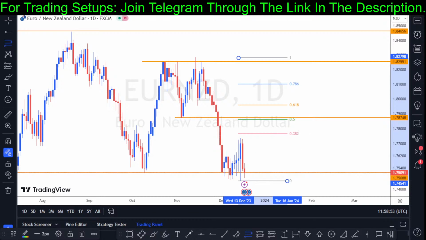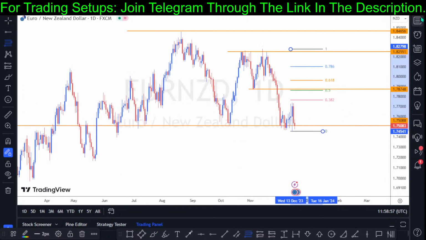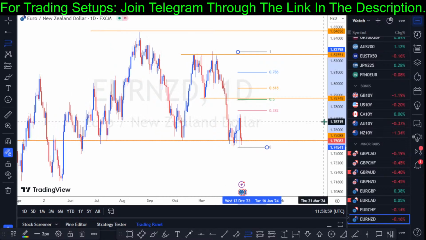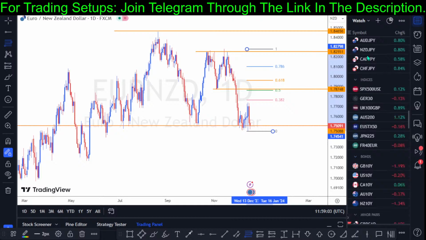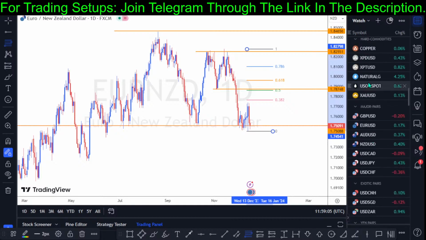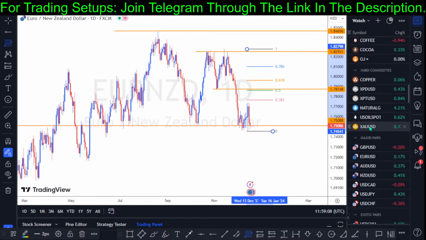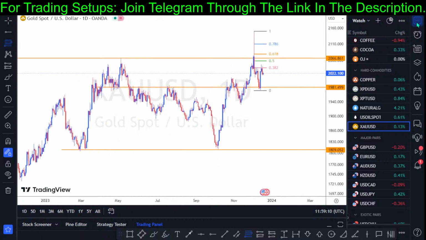All right. So let's check out gold. XAU paired against the USD. It's what we have right here.